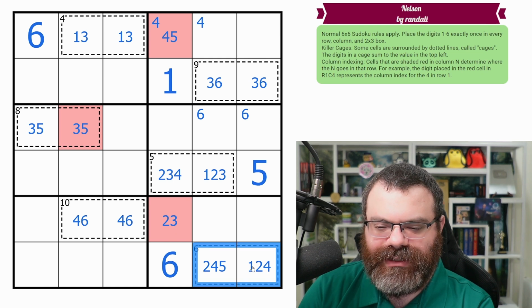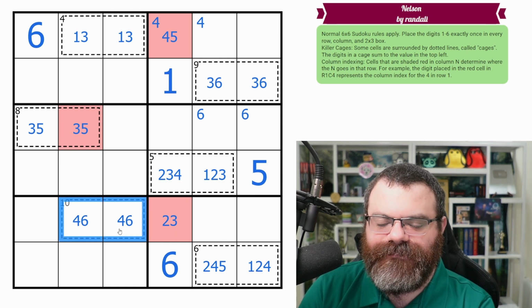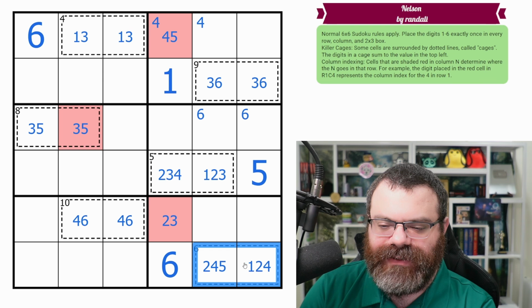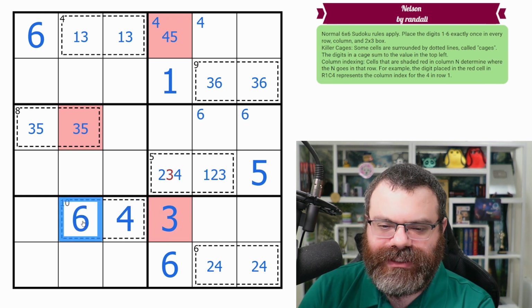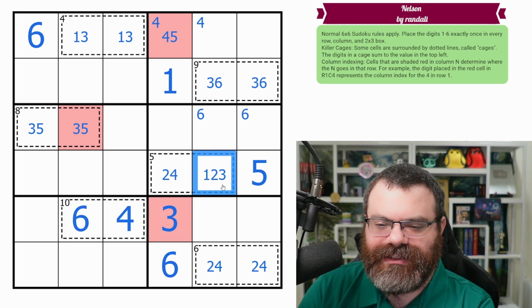What else do we have going on here? Right, I need a 4 also. So there has to be a 4 in the 6 cage, meaning it is 2 plus 4. So that's a 2, 4 pair. That means this is 3. Now that 3 tells us 4 goes in column 3, so that's 4 and 6. This can't be a 3, meaning that's not a 2.